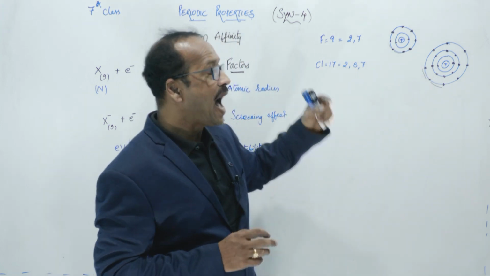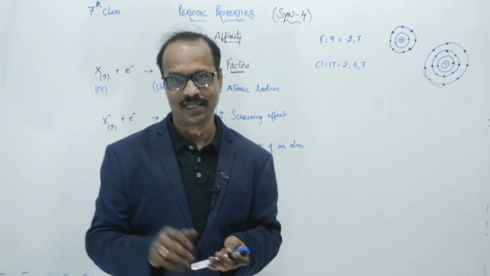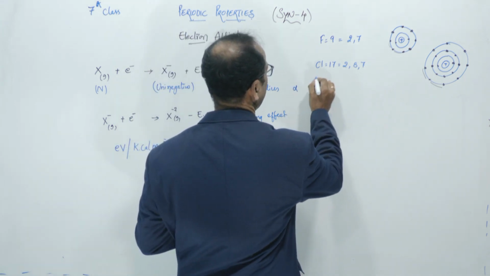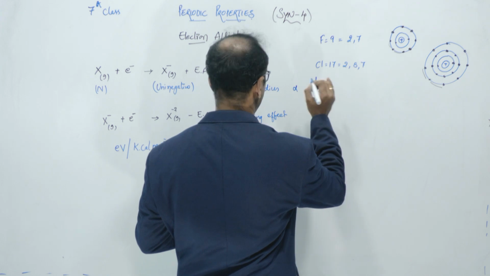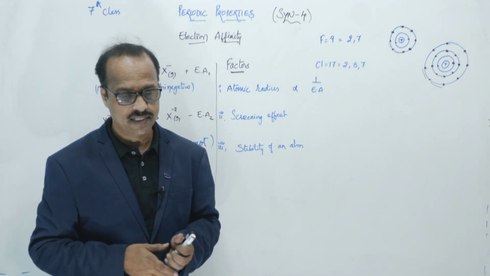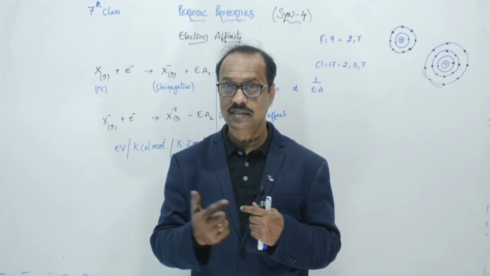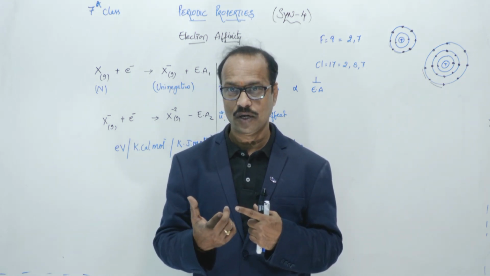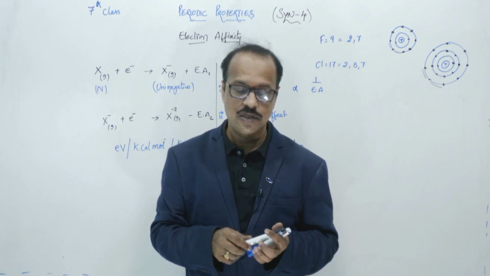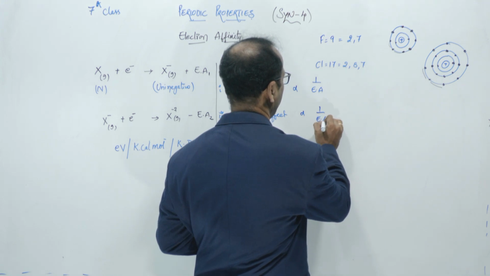Therefore, as the atomic size increases, electron affinity decreases, right? So atomic radius is inversely proportional to electron affinity. And as the screening effect increases, screening effect means what? This also we discussed. As the number of shells increases, the nuclear force of attraction over the electron will decrease. So this is also inversely proportional to electron affinity, right?